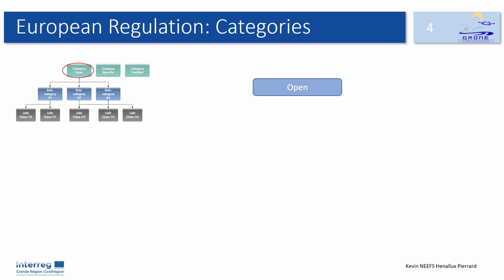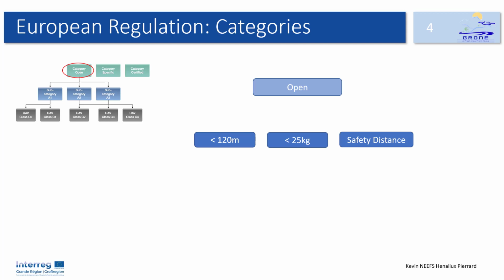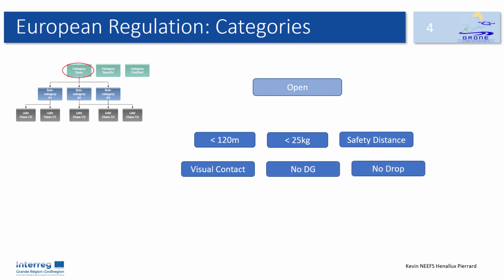First, the open category. To be considered in this category, the operation must stay in these limits. Fly under the limit of 120 meters. The drone weighs less than 25 kilograms. The pilot has to keep a safety distance between the drone and people. The visual contact with the drone must remain during operation. The drone cannot carry dangerous goods or drop anything.